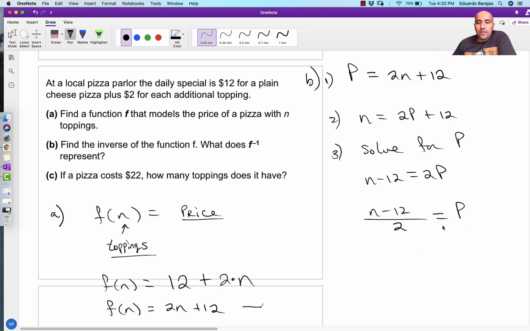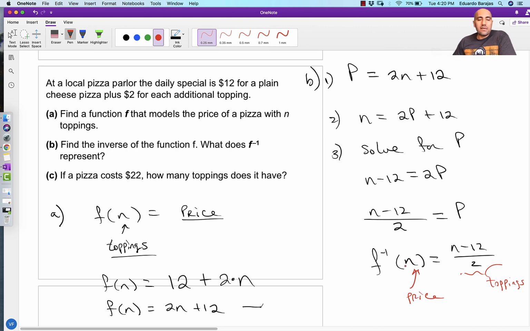And then we rewrite it in the inverse notation. f inverse of n equals n minus 12 over 2. And for the letters to be meaningful, okay, so here we input toppings, and out comes the price. In this case, this guy is going to be the price, and out will come the toppings. Since this one is toppings go in, price comes out. Here we input the price, and out come the toppings.